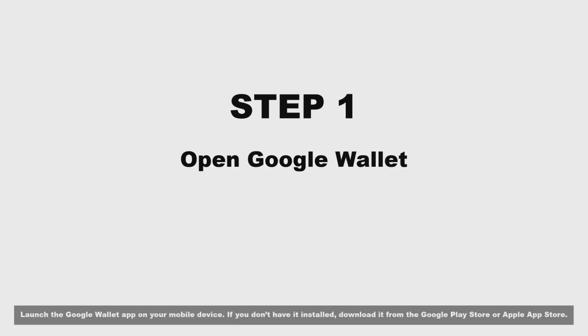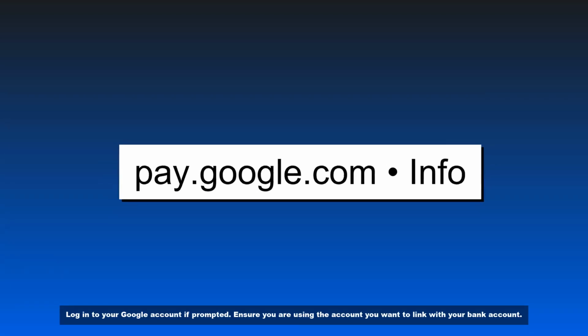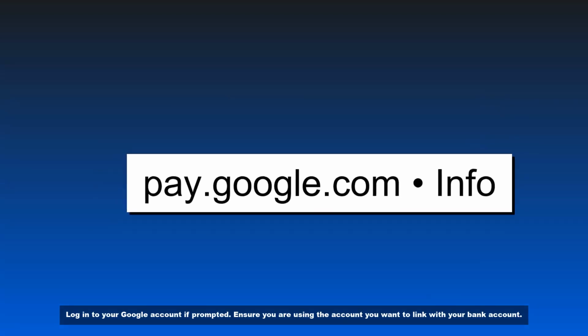Launch the Google Wallet app on your mobile device. If you don't have it installed, download it from the Google Play Store or Apple App Store. Step 2. Sign in. Log into your Google account if prompted. Ensure you are using the account you want to link with your bank account.